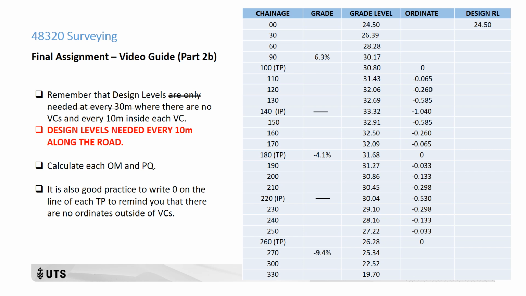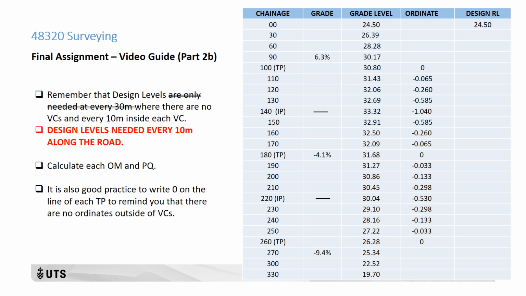So you can see here we've started to fill in the OM and the PQ values all the way through. It's good practice always when you're starting to immediately put a 0 in on the tangent point lines. You can see at 100 and 180. So that reminds you there are no ordinates outside of the vertical curve calcs.